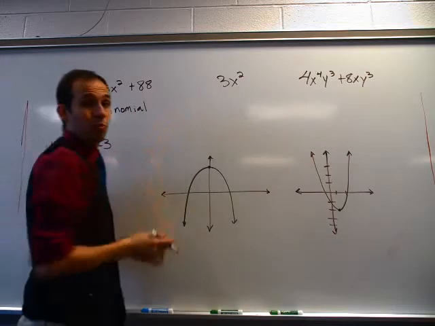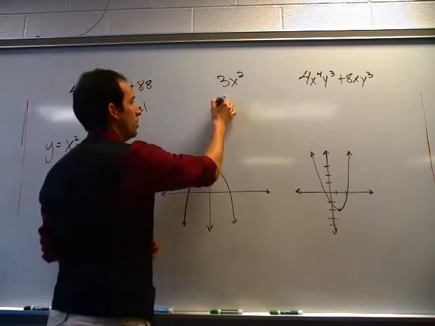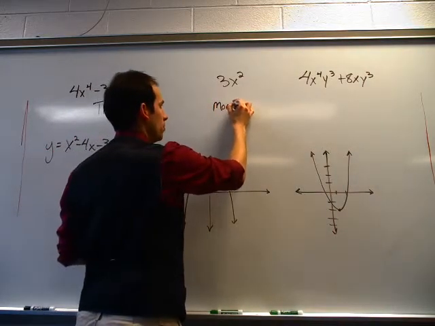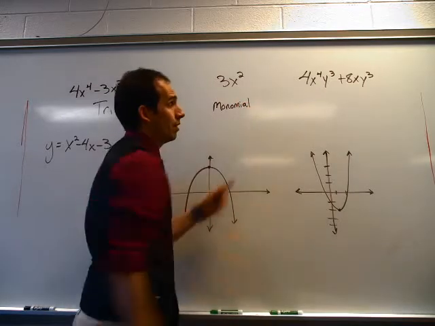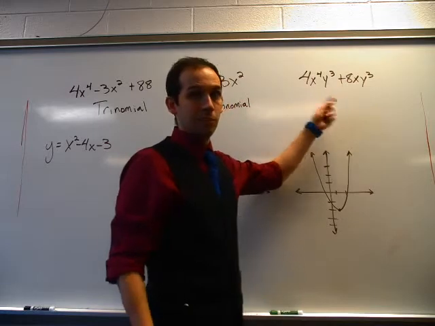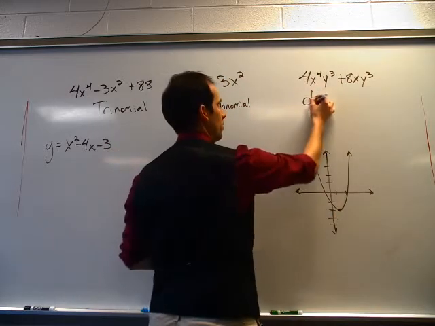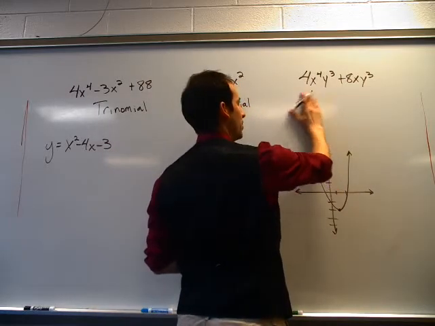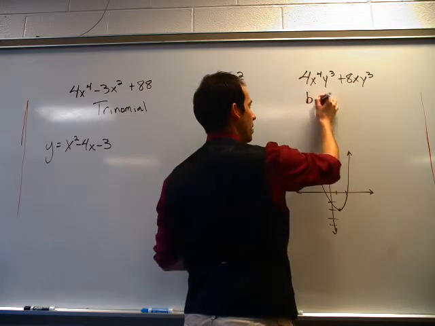Okay, this was only one term in it, so it is a monomial. This has two terms in it, two pieces being added together, so it is a binomial. I'm slightly dyslexic, not very much, but binomial.